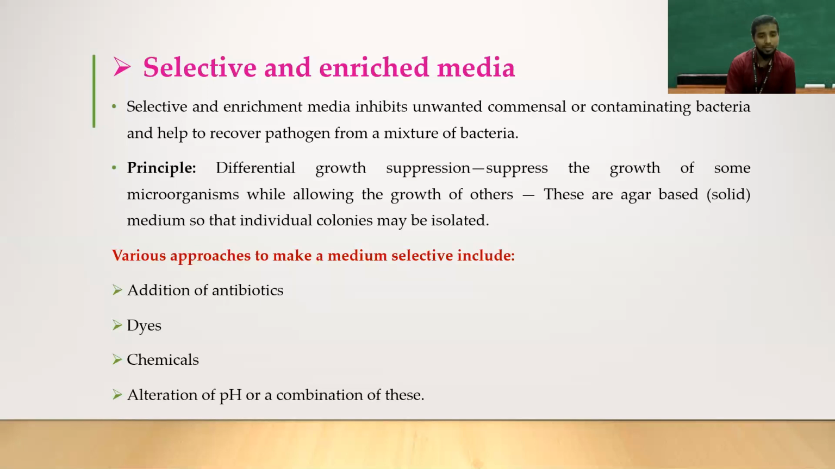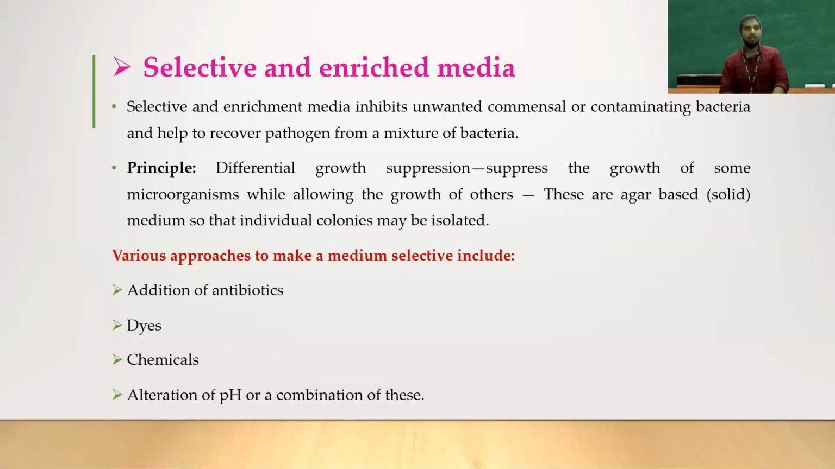So what are the various approaches to make the medium selective? That will be addition of antibiotics, addition of dyes in case of gram positive and gram negative, addition of chemicals and altering pH, or a combination of these. Addition of antibiotics can help in killing all other microorganisms and growing one organism. With dyes, we can identify gram positive or gram negative. And chemicals, as I've just discussed, could kill other microorganisms similar to antibiotics.